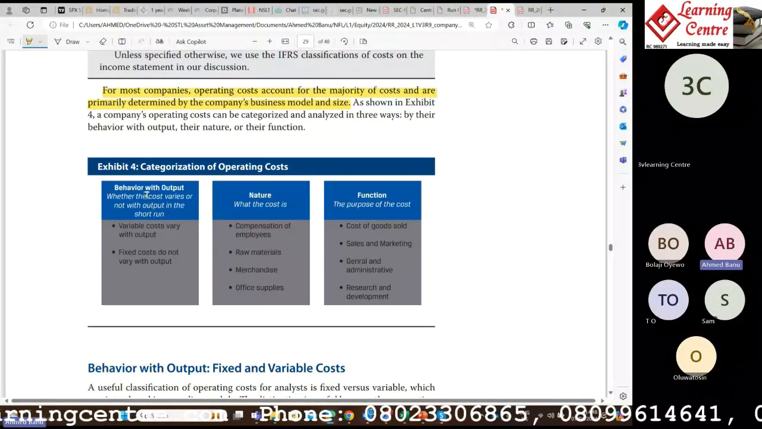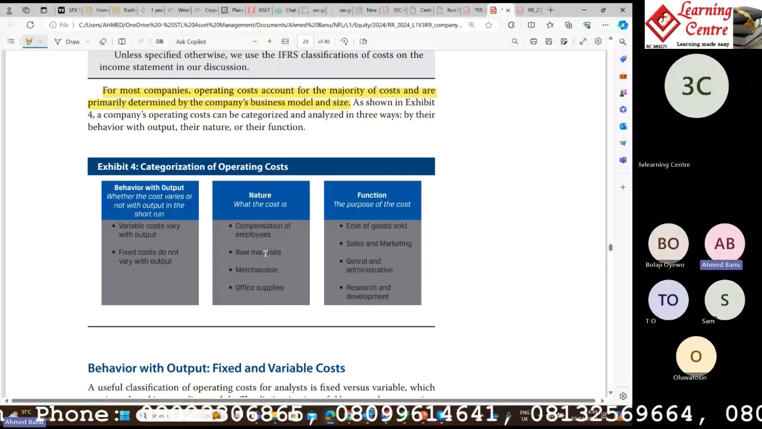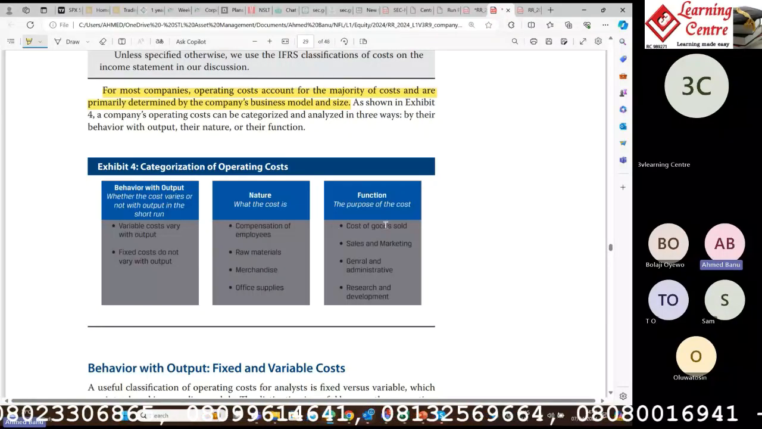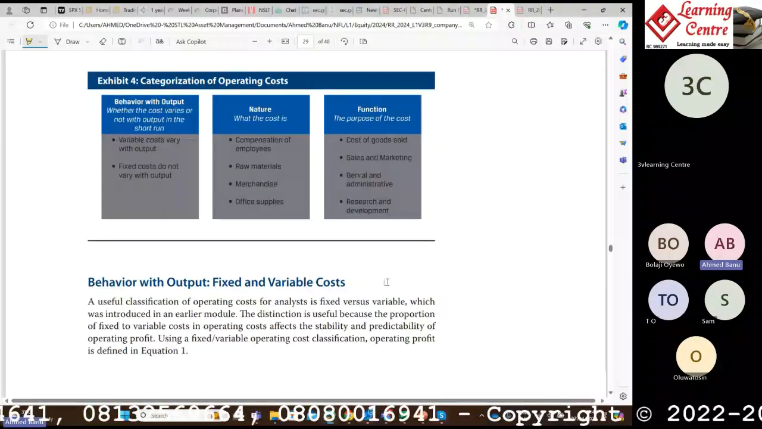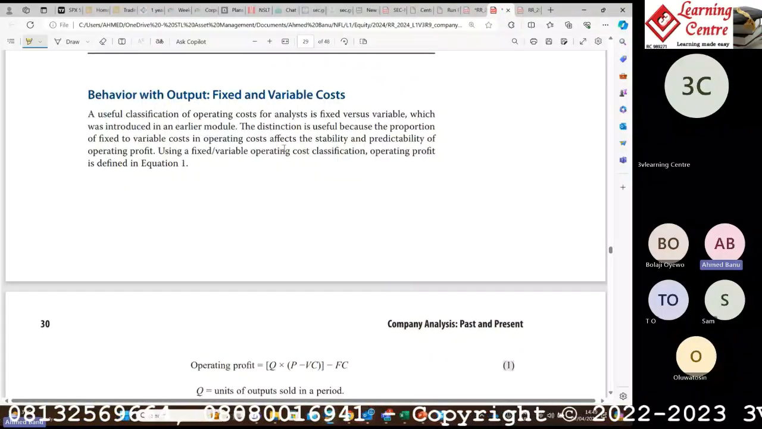So behavior with output: variable and fixed. Nature: compensation, raw materials, merchandise, office. Function: cost of goods sold, sales and marketing, general administration, research and development. So let's talk about fixed and variable costs.